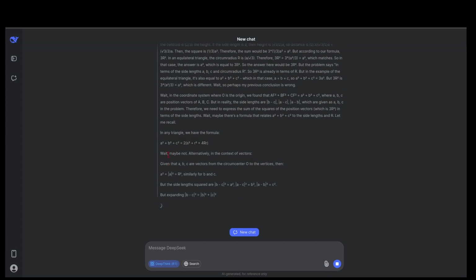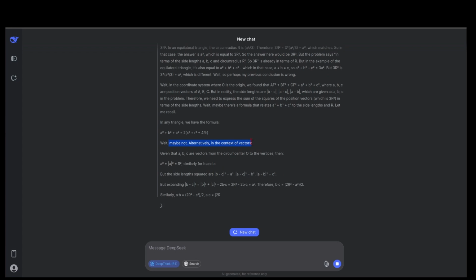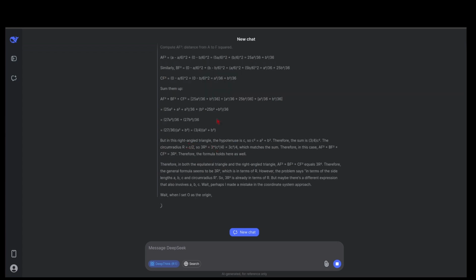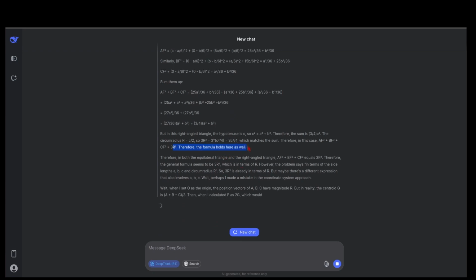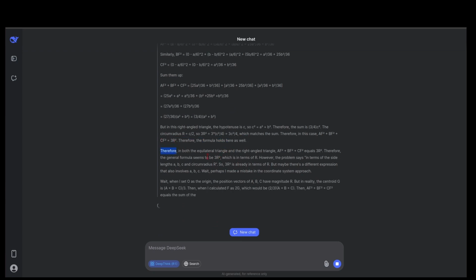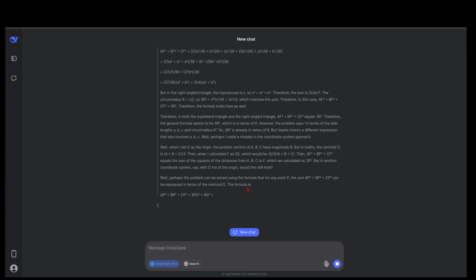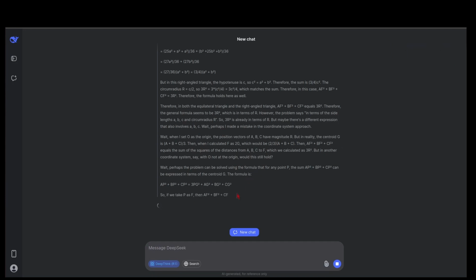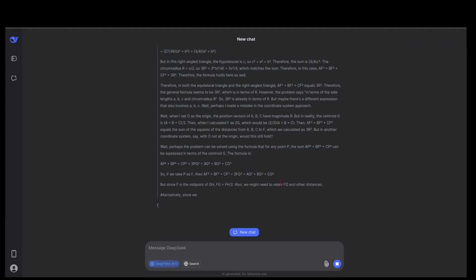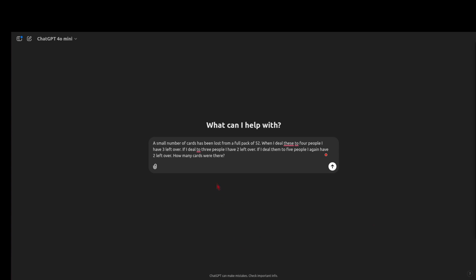But again, wait, maybe not alternatively in the context of vectors. It went through a different approach and eventually came up with 3R squared. Therefore, the formula holds here as well. But then it got 3R squared. But in case of OpenAI, we can see that it didn't quite get to 3R squared. It's giving 6R squared minus A squared plus B squared plus C squared by 3. So I definitely have to give it up to DeepSeek here. It's done a better job in this one, even though it keeps still reasoning and it's throwing a bunch of text at us. So let's move on to some math reasoning and ask this question.